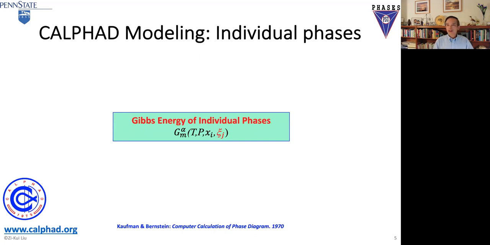Okay, let's look at what the CALPHAD model is about. CALPHAD modeling concerns the modeling of Gibbs energy of individual phases as a function of temperature, pressure, composition, and even more importantly, here, internal degrees of freedom. So that means it's not only the equilibrium state, it could be a non-equilibrium state.